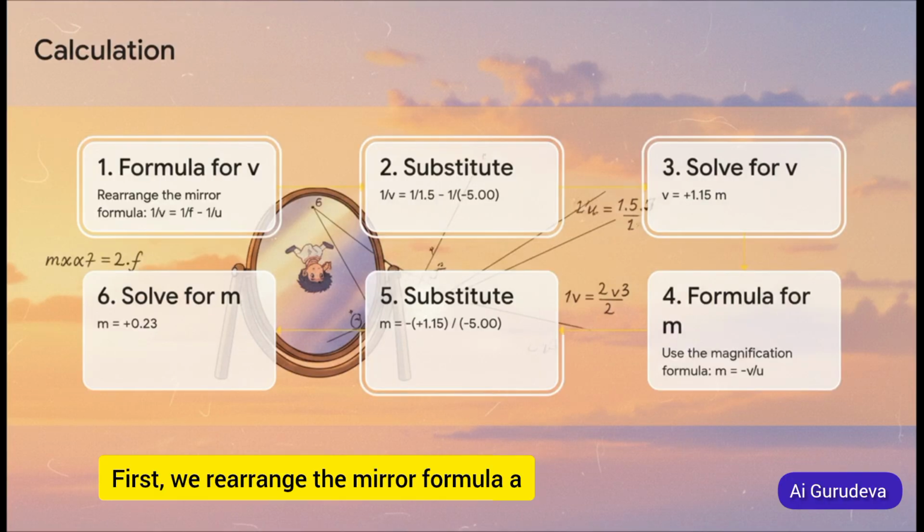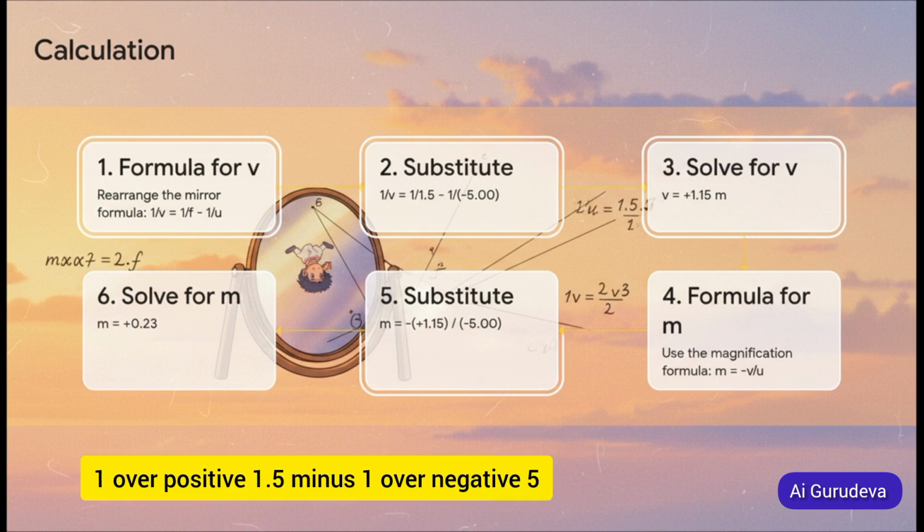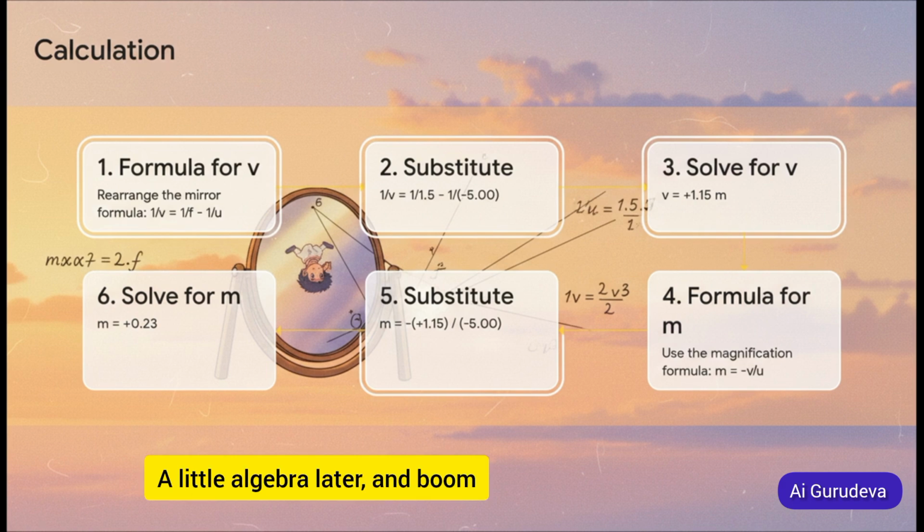First, we rearrange the mirror formula a bit to solve for our unknown v. Then, as you see in step 2, we carefully plug in our numbers, making sure to get the signs right: 1 over positive 1.5 minus 1 over negative 5. A little algebra later, and boom! Step 3 gives us our image distance. v is positive 1.15 meters.